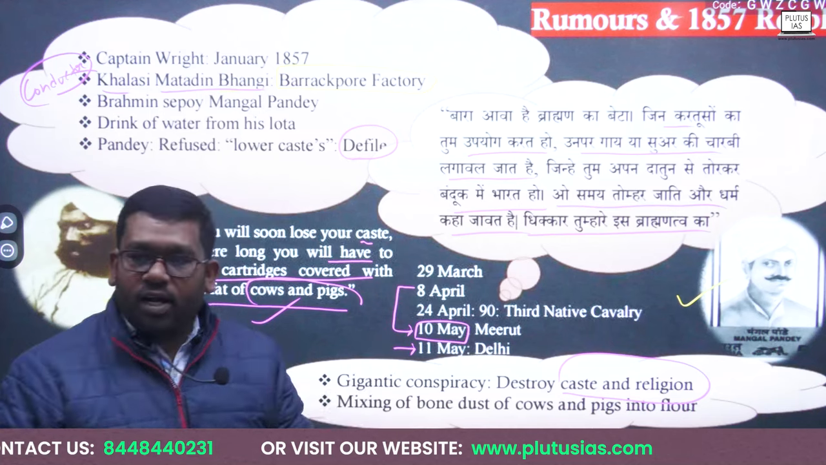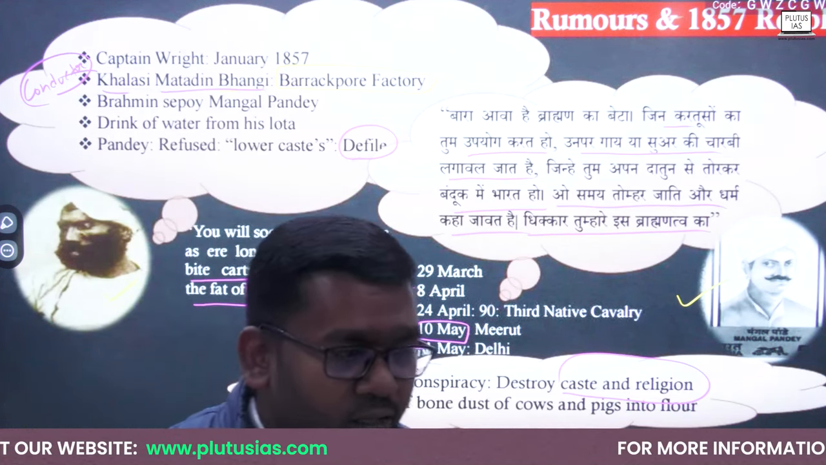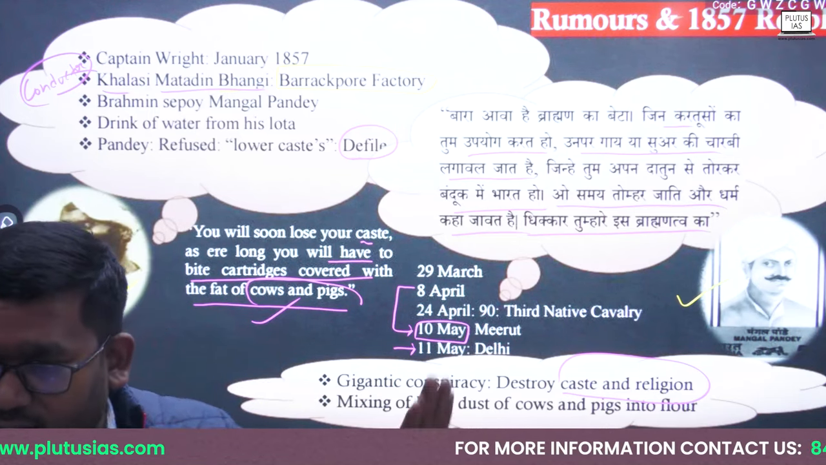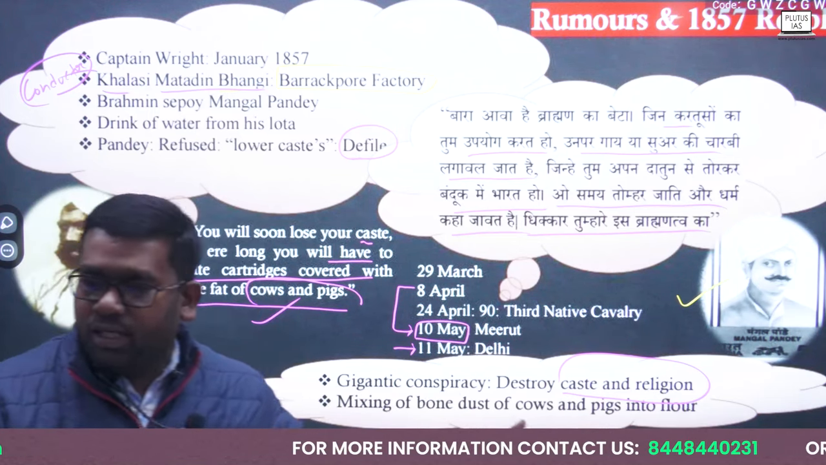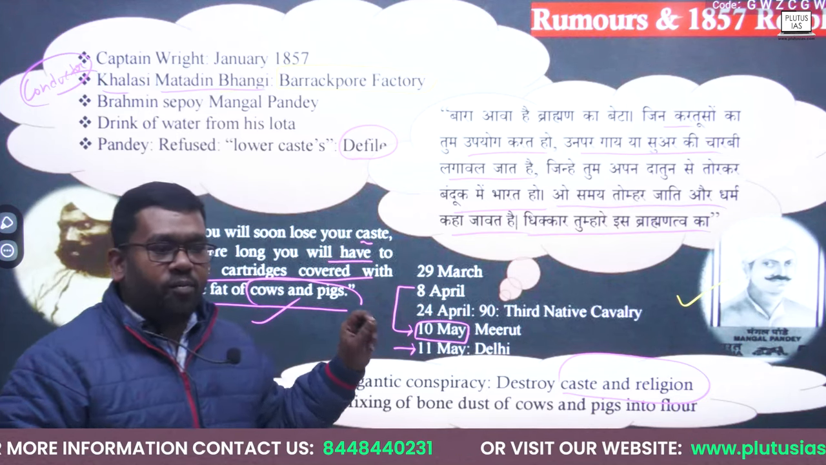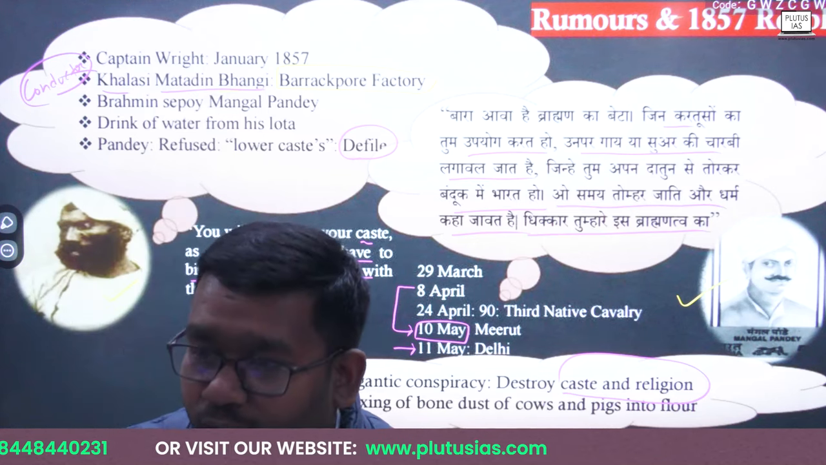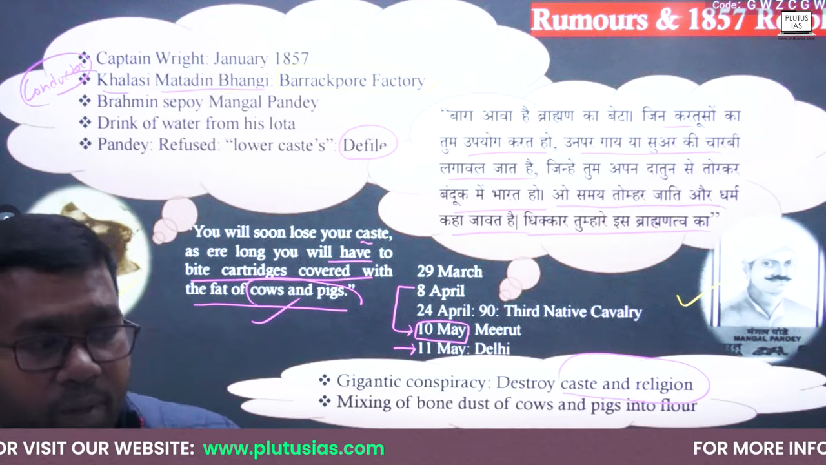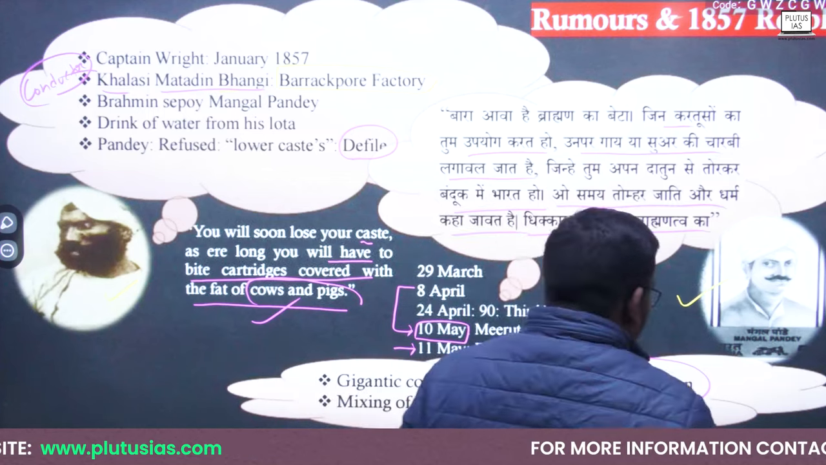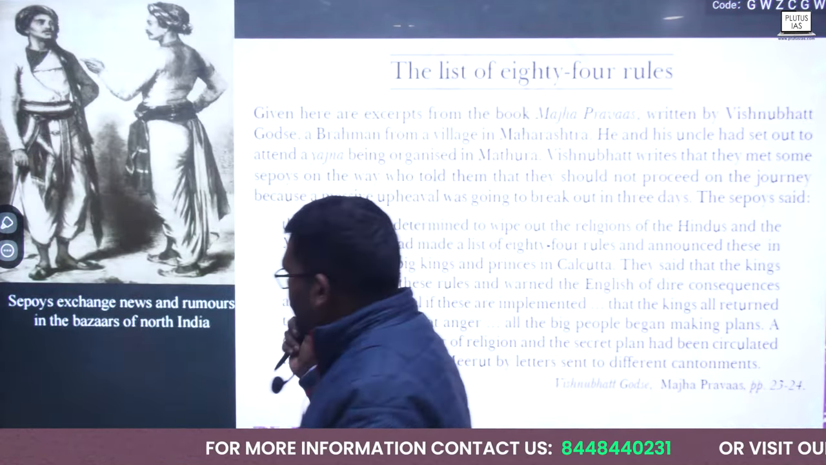So, have you got the point of how the revolt started? Any questions on this? No? So, Mangal Pandey is the one who was hanged within 10 days after his revolt. Then, within 1 month, revolt happened in Meerut. And now, people from Meerut moved towards Delhi. So why Delhi? The biggest question is why people moved towards Delhi. Let us see this example.